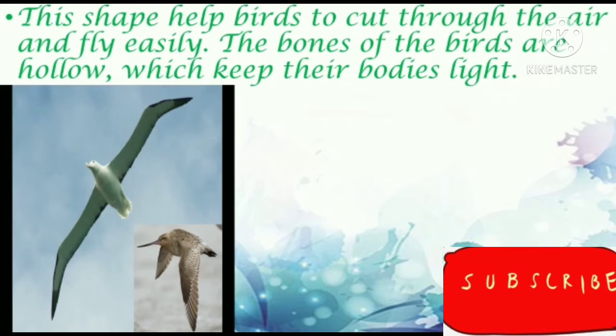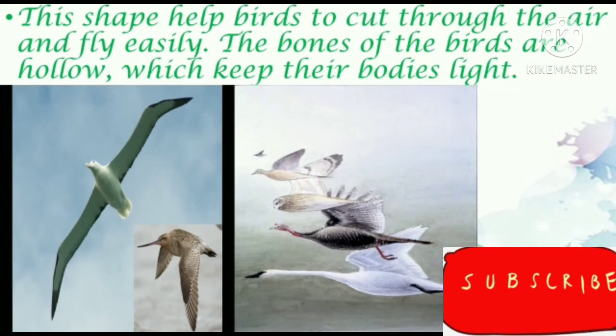The bones of birds are hollow, lightweight, not heavy at all, which keeps their bodies light. So birds' bodies also have bones, but not as strong as our bones. Their bones are hollow, meaning light in size and weight also. So because of that, the birds can fly very easily.